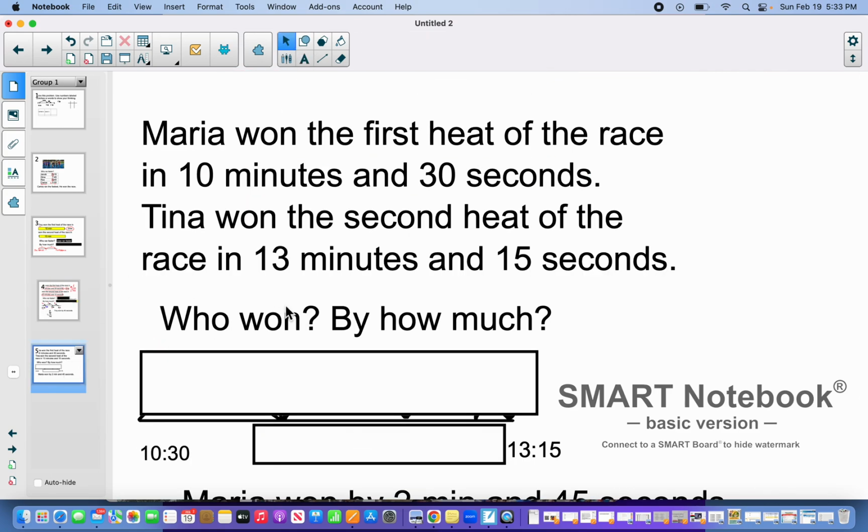Now we want you to try it. Similar problem, Maria won the first heat of the race in 10 minutes and 30 seconds. Tina won the second heat of the race in 13 minutes and 15 seconds. Who won and by how much? So again, make a little chart. You're going to put an M for Maria, a T for Tina, and put their times.